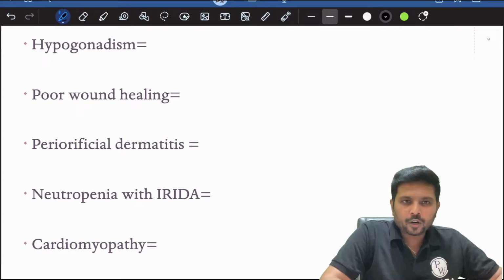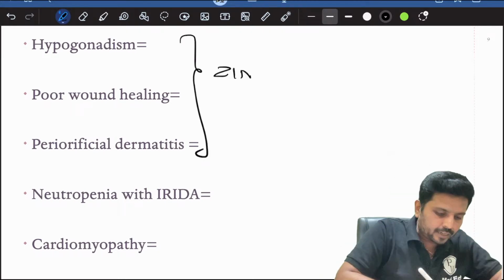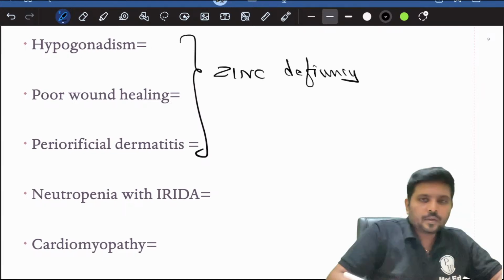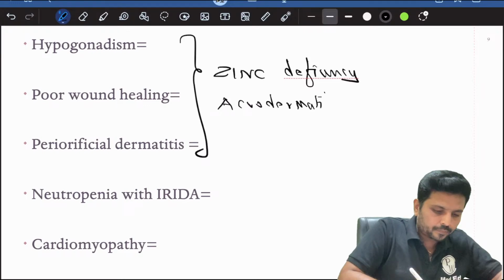Hypogonadism, poor wound healing, periorificial dermatitis, all occur in zinc deficiency, otherwise known as acrodermatitis enteropathica.